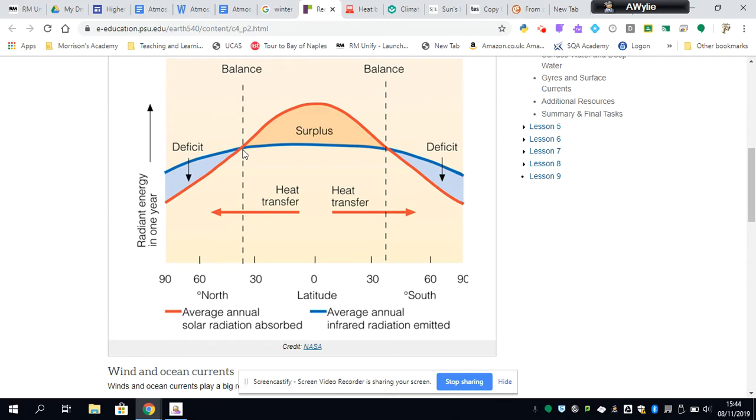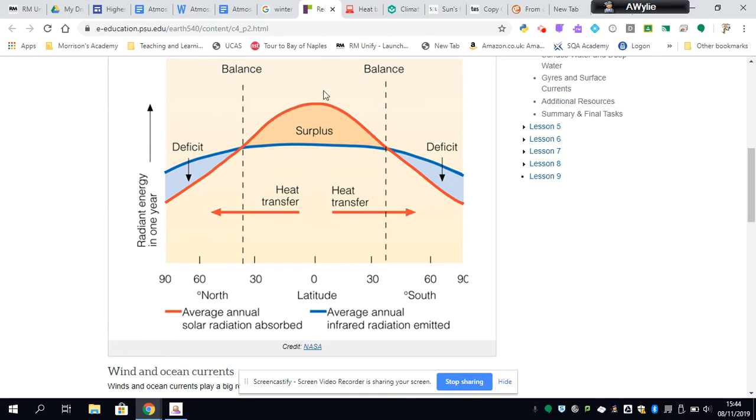When you go north of this point, or south of the Tropic of Capricorn, then you are actually getting less than you are losing. So you are in deficit, so you've got less heat energy. And that broadly explains why the North Pole is so very cold and the equator is the hottest area, because it's the most in surplus. It gets far more than it loses, and the North Pole loses far more than it gains. Right, so that's a description of the graph.